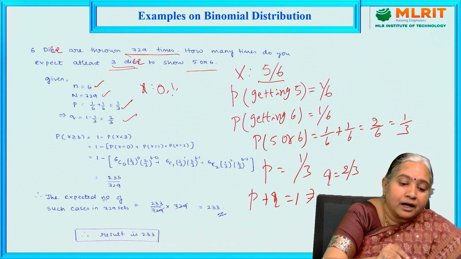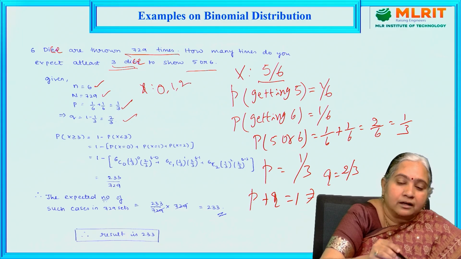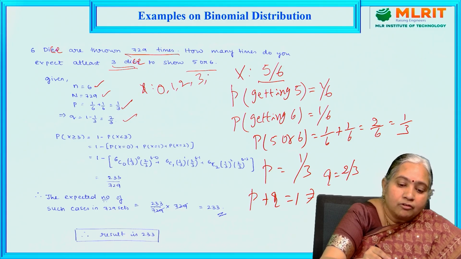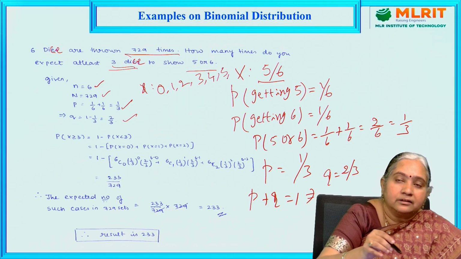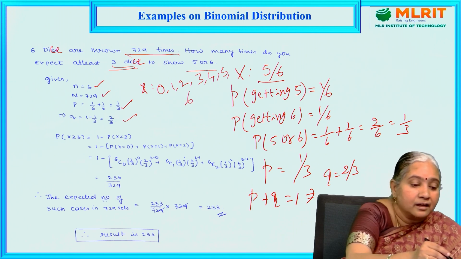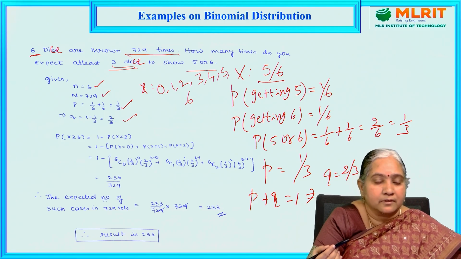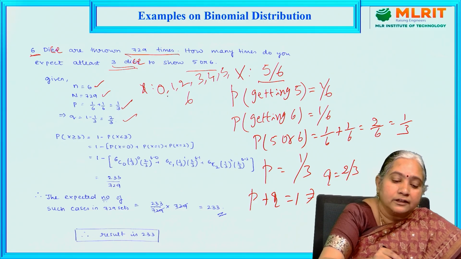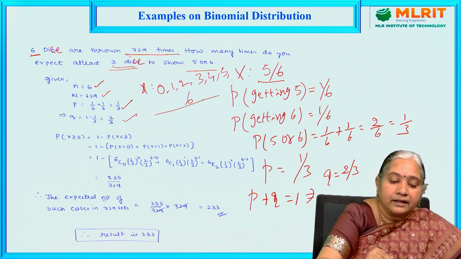Only one time occurred, either 5 or 6. 2 times occurred, either 5 or 6. 3 times, 4 times, 5 times, 6 times occurred, either 5 or 6. Since the die is thrown 6 times, that's why X takes the values 0 to 6: 0, 1, 2, 3, 4, 5, 6. These are X values.